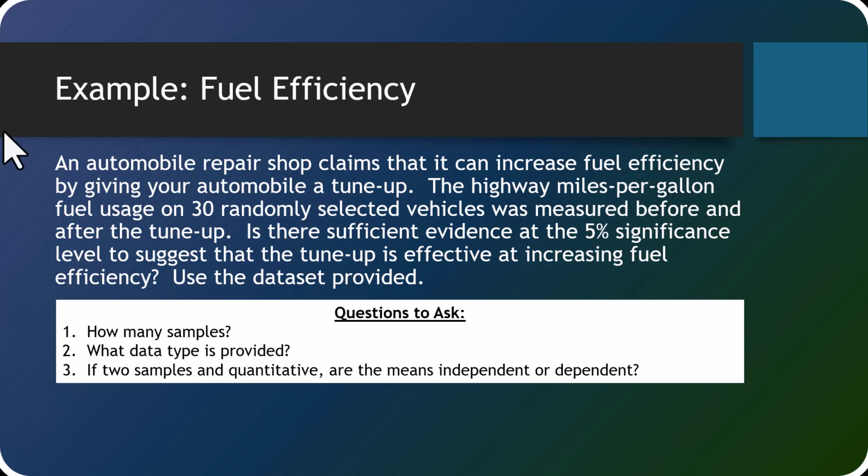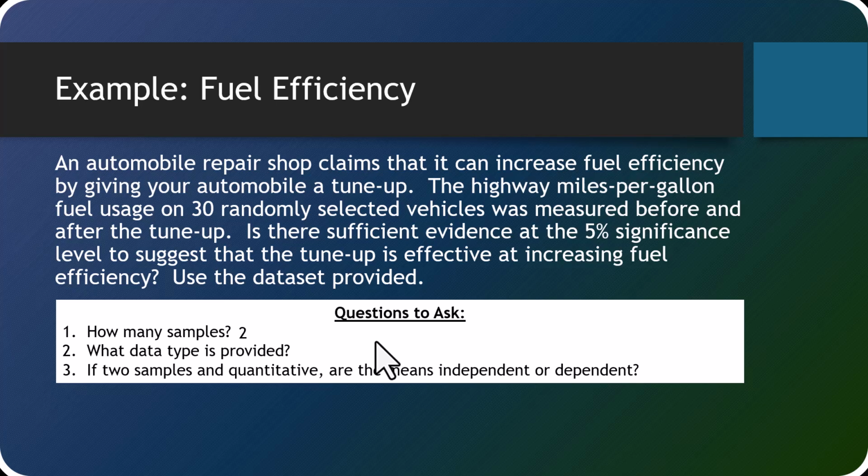And remember, the first two questions we can answer in any order. So we need to know how many samples we are working with and what type of data is provided. Now, as you can see, the data set is not being shown to us, so we have to use context clues in the word problem itself. Notice that the words in the problem are before and after, so that suggests two samples. Again, we're measuring the fuel efficiency in miles per gallon of the car before and after it has a tune-up. So we have two samples.